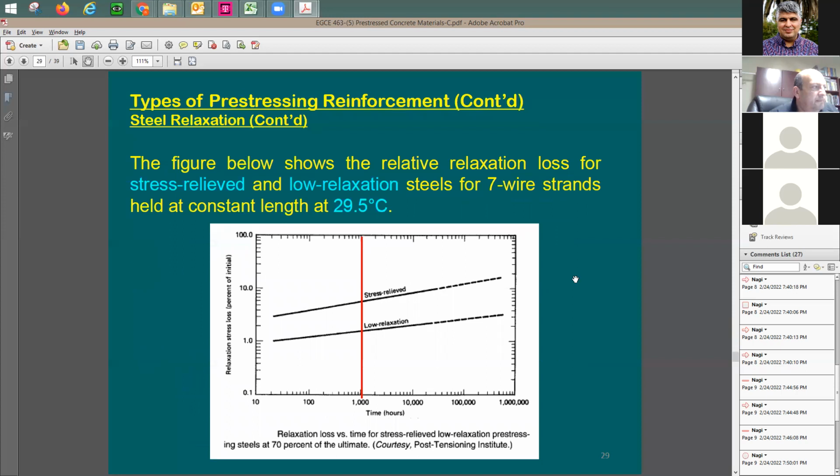Okay. Look at the amount of losses. So relaxation, stress relief. Let's say after 1,000 hours, what's gonna happen? You can compare here. Don't forget that this is your log scale, which means big difference, right? Look at this number here. How much is this number? Someone can help me. How much is this compared to this?